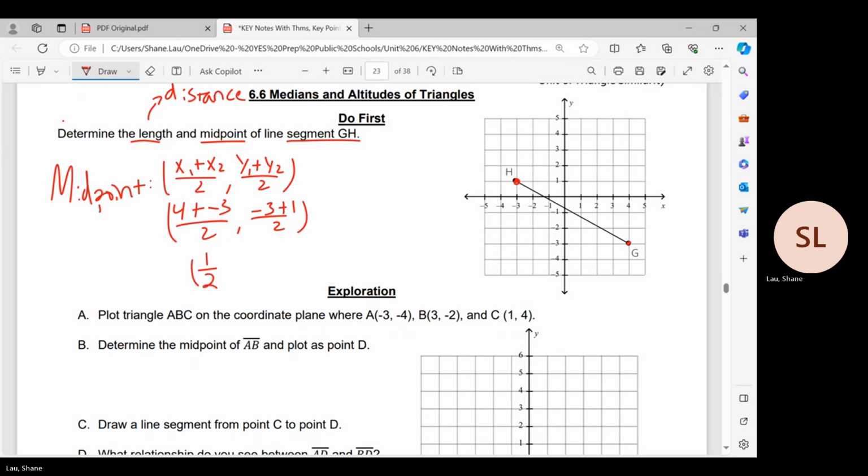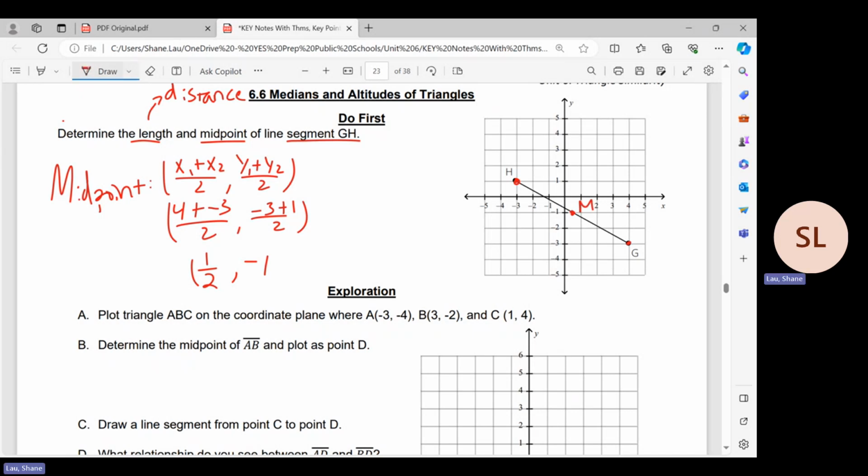4 plus -3 is 1, so 1/2. -3 plus 1 is -2. -2 divided by 2 is going to be -1. And so our midpoint is going to be 1/2 comma -1. So we'll go ahead and label that M for our midpoint.